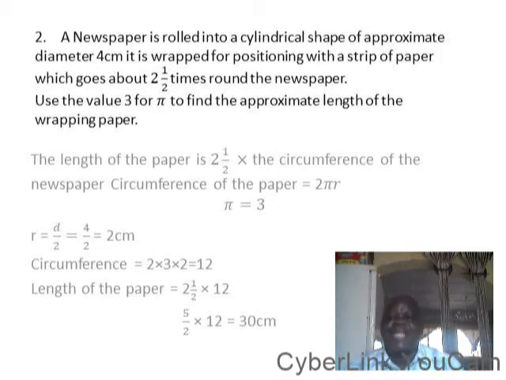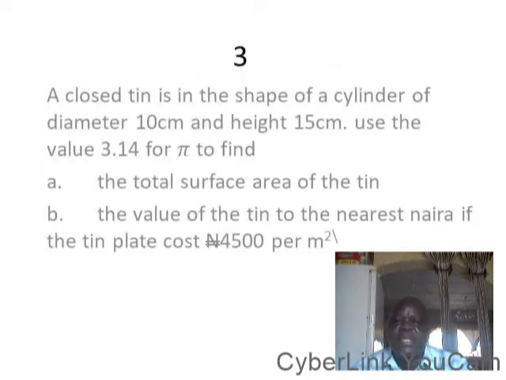Then you have 12. The length of the paper is what? 2.5. Therefore, 2.5 multiplied by 12, that will give you 30. Therefore, the approximate length of the wrapping paper is what? 30 centimeter. Let's move on to the next slide.